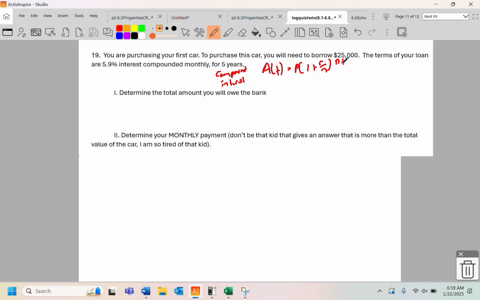So let's plug some stuff in. Principal, 0.059 is my R. Monthly, N is 12. T is 5. So the amount in 5 years, that's how we read this. This is read as the amount in 5 years, not read A sub 5. Amount in 5 years is the principal of 25,000 times 1 plus 0.059 over 12. And the exponent is n times t.